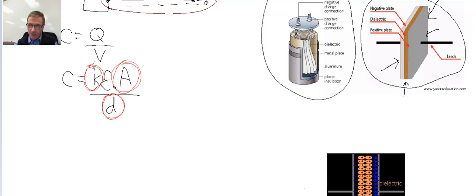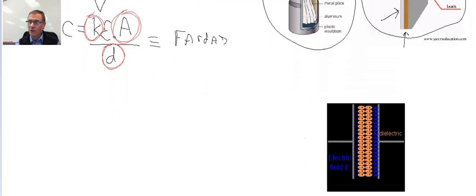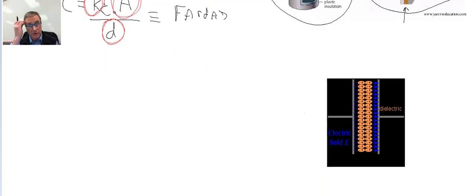So let's try a problem. Let's say that I'd like to build a 1 farad capacitor. By the way, the unit for capacitance is the farad, after Michael Faraday. So I would like to build a 1 farad capacitor, which, believe it or not, is a very, very large capacitance.